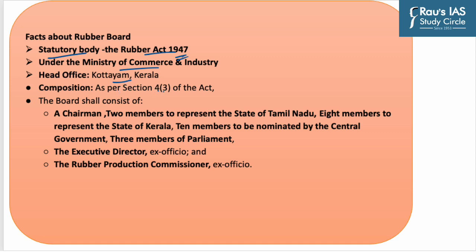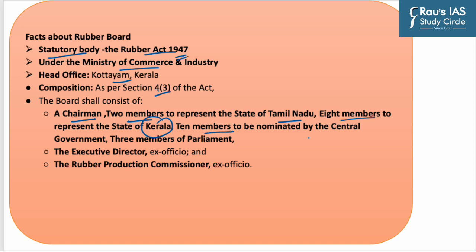Now, the composition as per Section 4.3 of the Act is that board shall consist of a chairman, who is to be appointed by the central government, then 2 members to represent the state of Tamil Nadu, one of whom shall be a person representing the rubber producing interests, and 8 members to represent the state of Kerala, 6 of whom shall be persons representing the rubber producing interests, and 3 of such being persons representing the small growers.